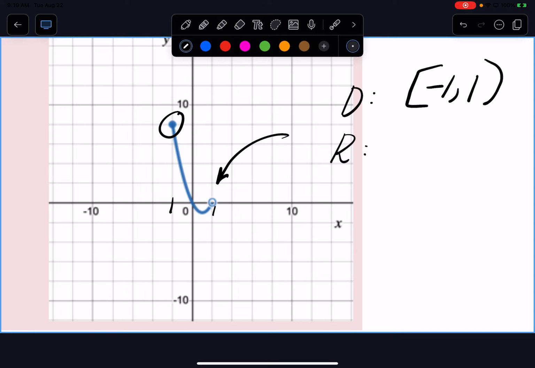Our range is, well, actually, they didn't ask the range on this one. They just asked the domain. So, pretty basic here.